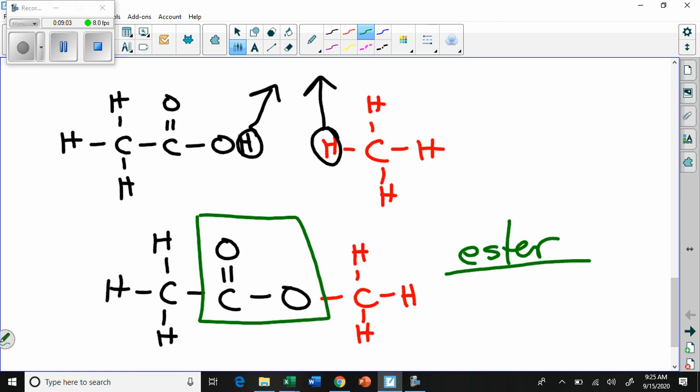So hydroxyl groups can link together to form ethers. Carbonyl groups can link together to form ketones. And carboxyl groups can link together to form esters. Got it? So now we have these linking ideas, as opposed to just identifying the hydroxyl groups. We can also see them as linkages that combine molecules together. Okay? All right.